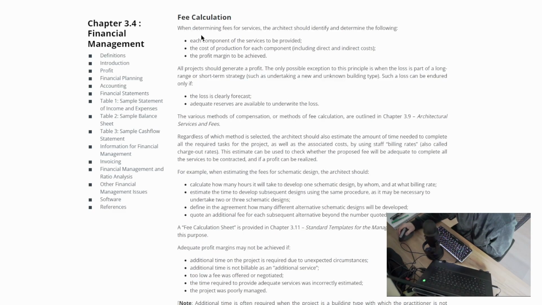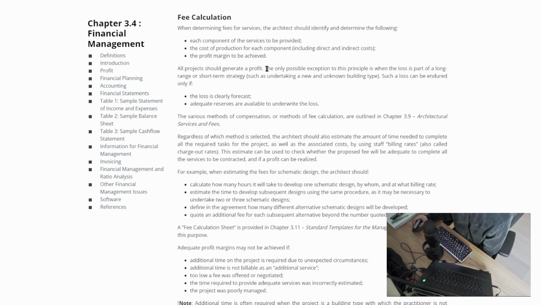Fee calculation. When determining fees for services, the architect should identify and determine the following: each component of the services to be provided, the cost of production for each component, including direct and indirect costs, and the profit margin to be achieved.